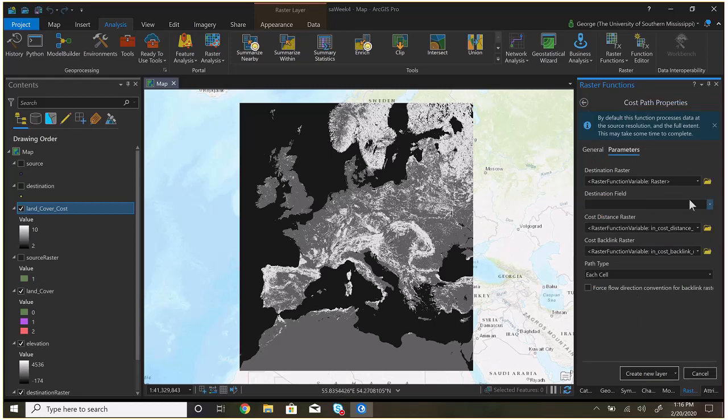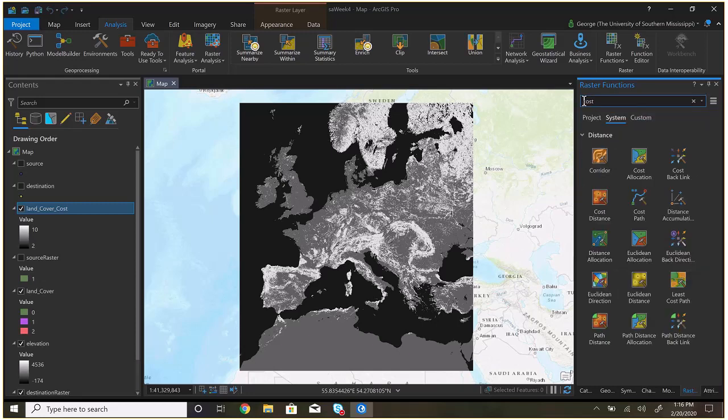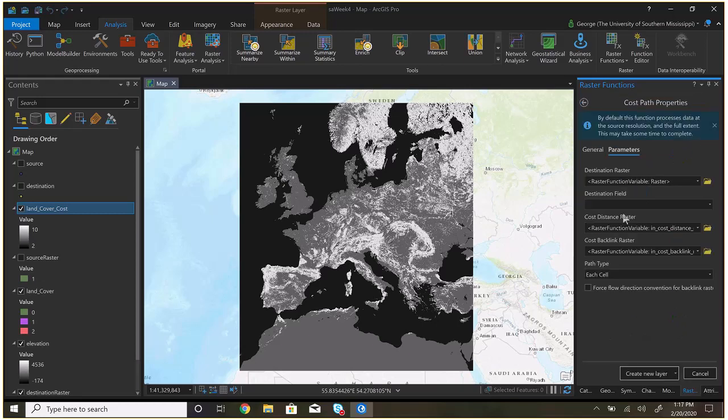All right, so here I select, you should be selecting the total cost, not the land cover cost. And then, oh, that's the destination. So the destination is the destination raster. The destination field, just value. The cost distance is, oh, I skipped a step. What step did I skip? Based on what I need to put in here, I have costs, but I don't have cost distance, and I don't have the backlink raster. So I need to create both of those.